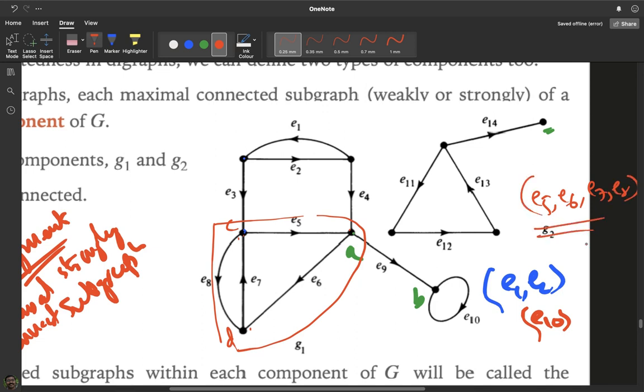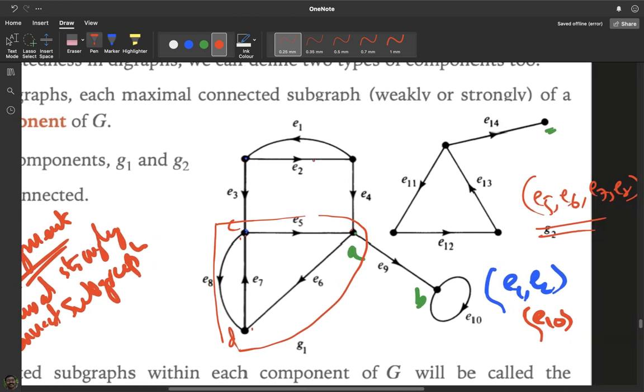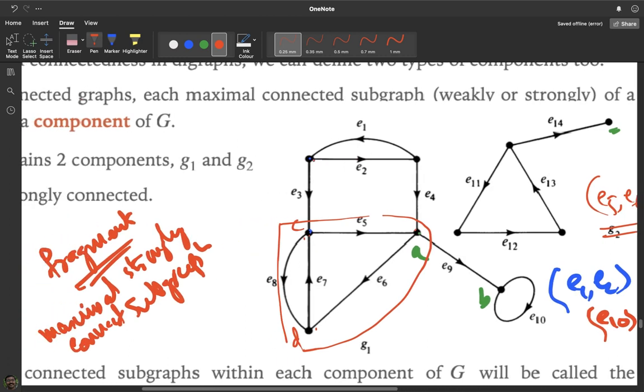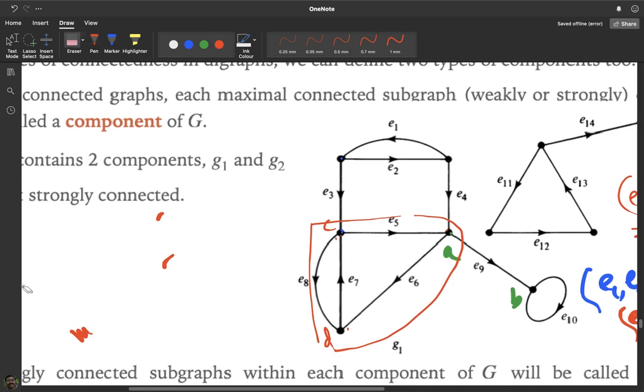Okay, so look at this graph. I hope it is clear. What is a fragment? The component need not be strongly connected, but it will have some subgraphs which are strongly connected. We are just picking those up. So the strongly connected maximal subgraphs of a component are called the fragments. So in this corresponding graph, we have written some fragments. Let us write it once again. I am just writing the edges only.